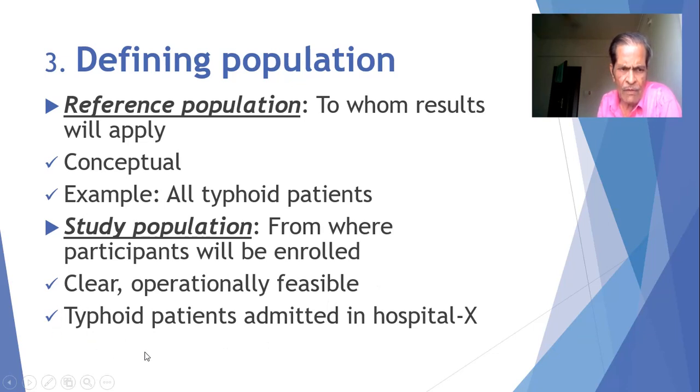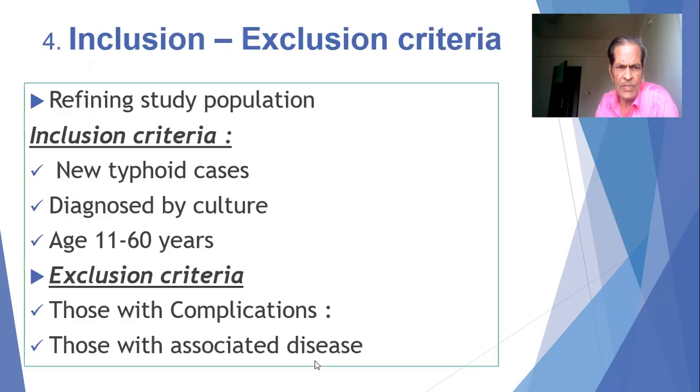One way by which the study population could be defined is like the typhoid patients admitted to hospital X, or hospitals X1, X2, X3 and so on and so forth. So this is the way the study population is defined. Further refining the study population could be done by applying the inclusion and exclusion criteria.